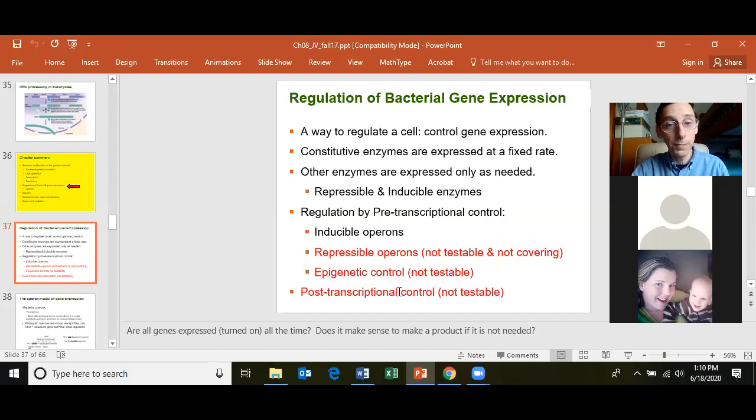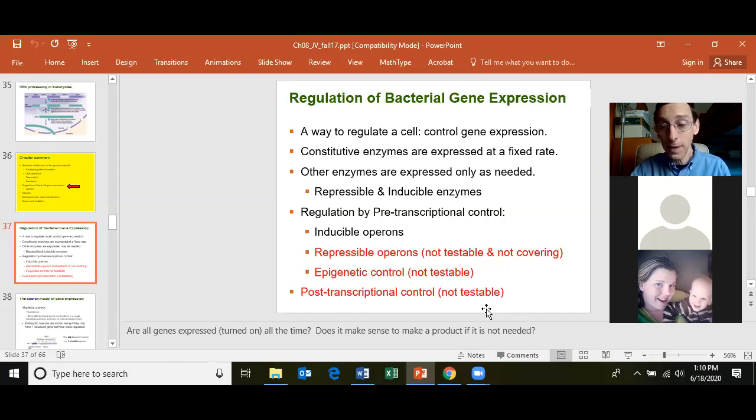So the cheapest way to regulate that is just to turn off the expression of that gene. Okay? And that's what cells do. If they don't need something, they do turn it off.